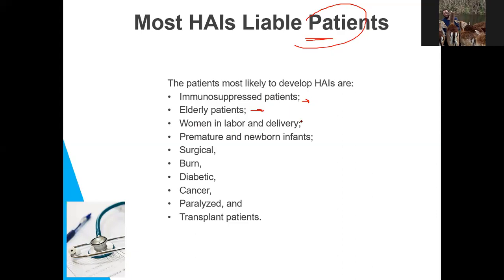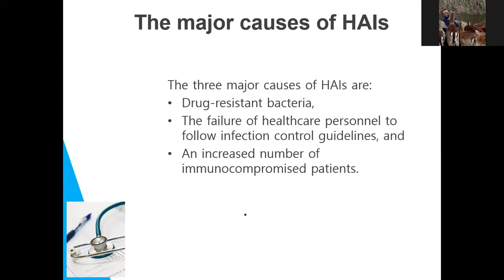Women in labor and delivery, premature babies and newborns also suffer from an incomplete immune system. Surgical procedures, burns. Of course, the burn patient loses the first line of immunity. As we know, our first line of immunity is mainly the skin. When a burn patient loses the skin, he loses a very large part of immunity. Diabetic patients, cancer patients, paralyzed and transplant patients, all of these patients are more liable to infections within the hospitals.